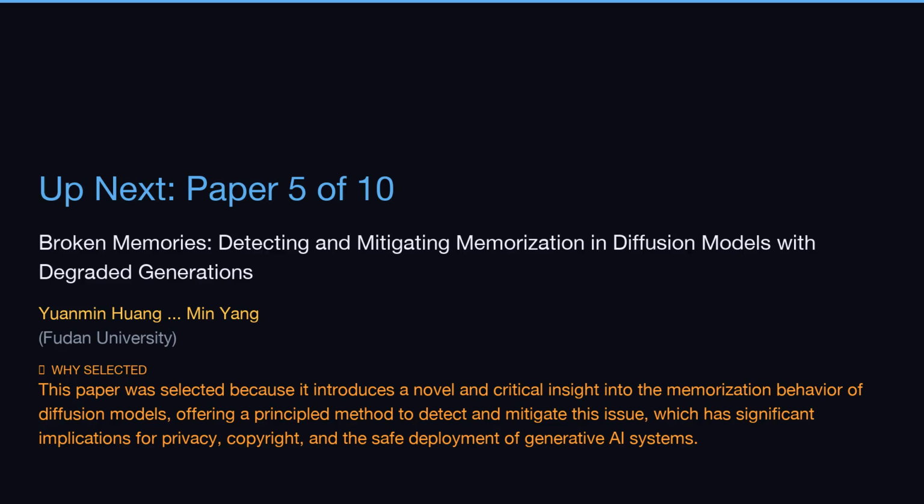Up next, our fifth paper out of 10, Broken Memories: Detecting and Mitigating Memorization in Diffusion Models with Degraded Generations, by Yuanmin Huang and Min Yang from Fudan University. This paper was selected because it introduces a novel and critical insight into the memorization behavior of diffusion models, offering a principled method to detect and mitigate this issue, which has significant implications for privacy, copyright, and the safe deployment of generative AI systems. Let's break down its key contributions.